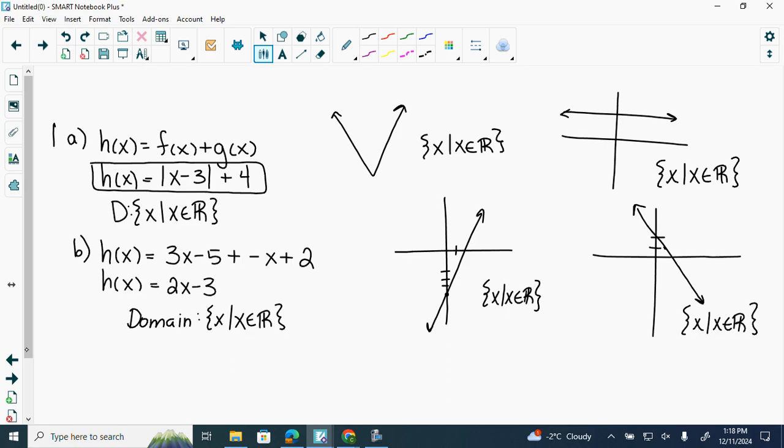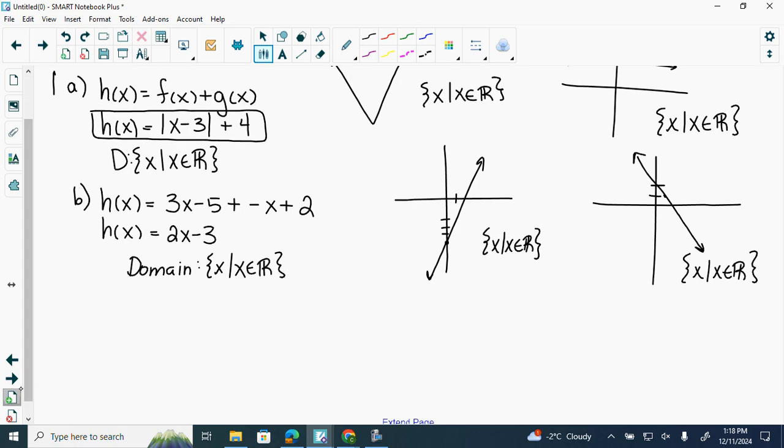Okay, I want you guys to do C and D. Give me the two new equations. Just the equations, I don't need the domain or range, just the new equation.